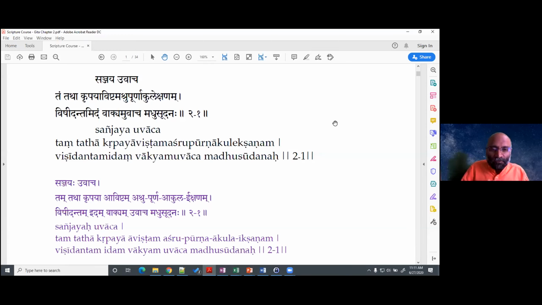Sanjaya Uvacha. Tam Tatha Krupaya Vishtam. Ashrupurna Kulekshanam. Vishidantamidam Vakyam. Uvacha Madhusudanaha.